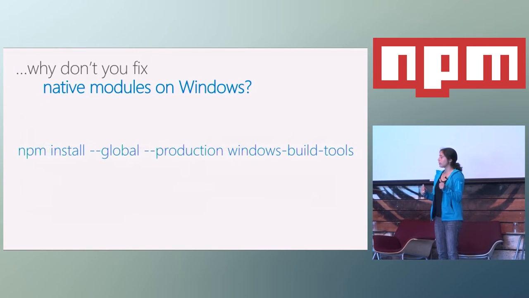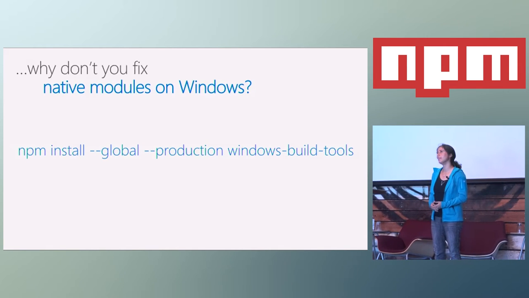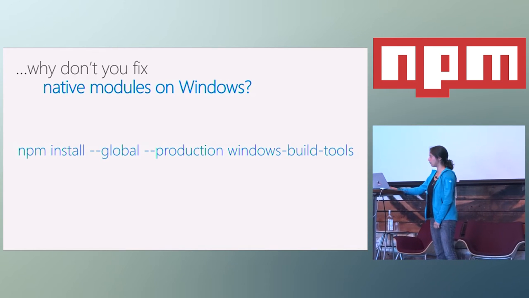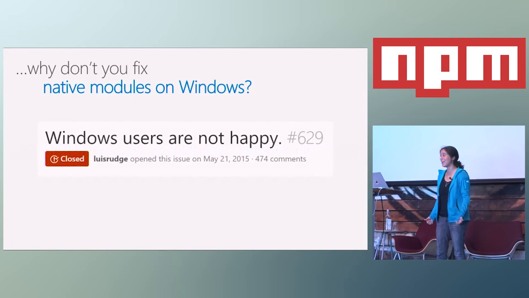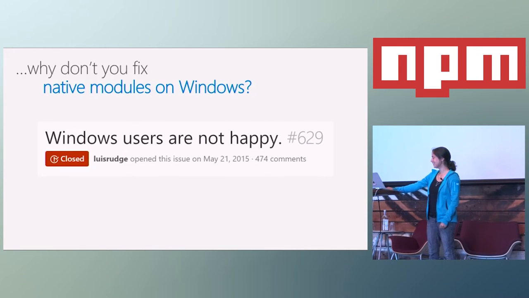So recently, we just released this experiment. It apparently is working for most people, but I wouldn't say it's been validated in every single scenario as well as it could be. And that's where you guys can come and help. Now you can install the Windows build tools right through npm, and so far people are pretty happy with that. And the thread is closed. I actually did a bit of informal sentiment analysis, and it turns out that Windows users are now 41% happier.